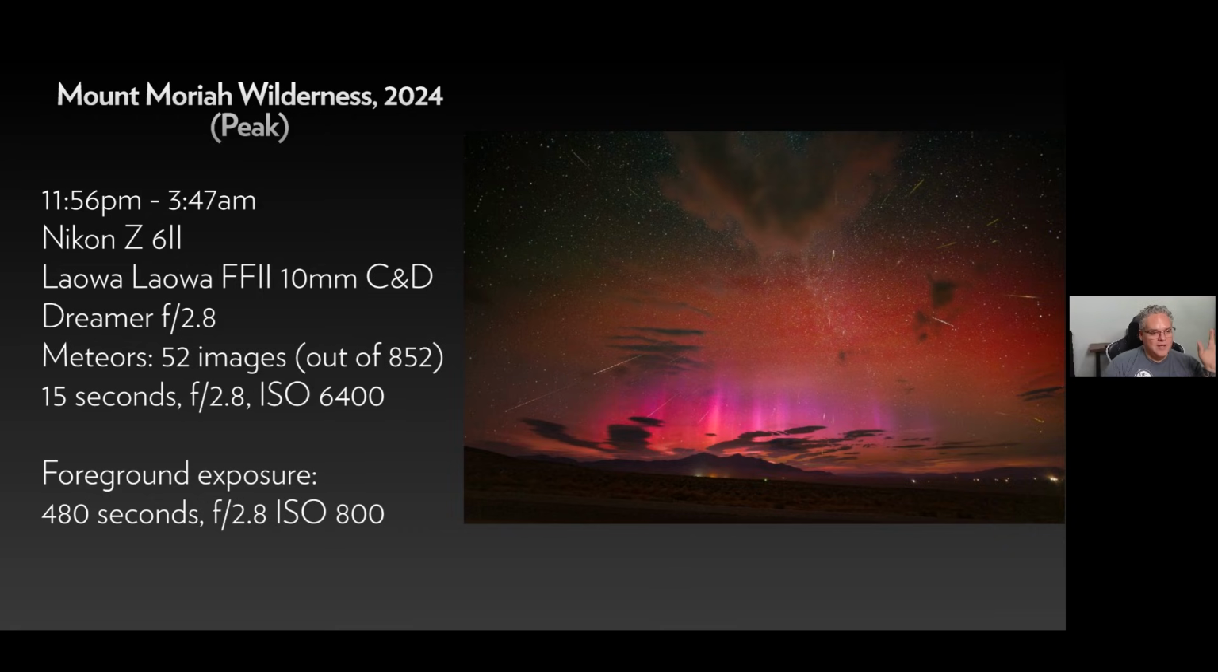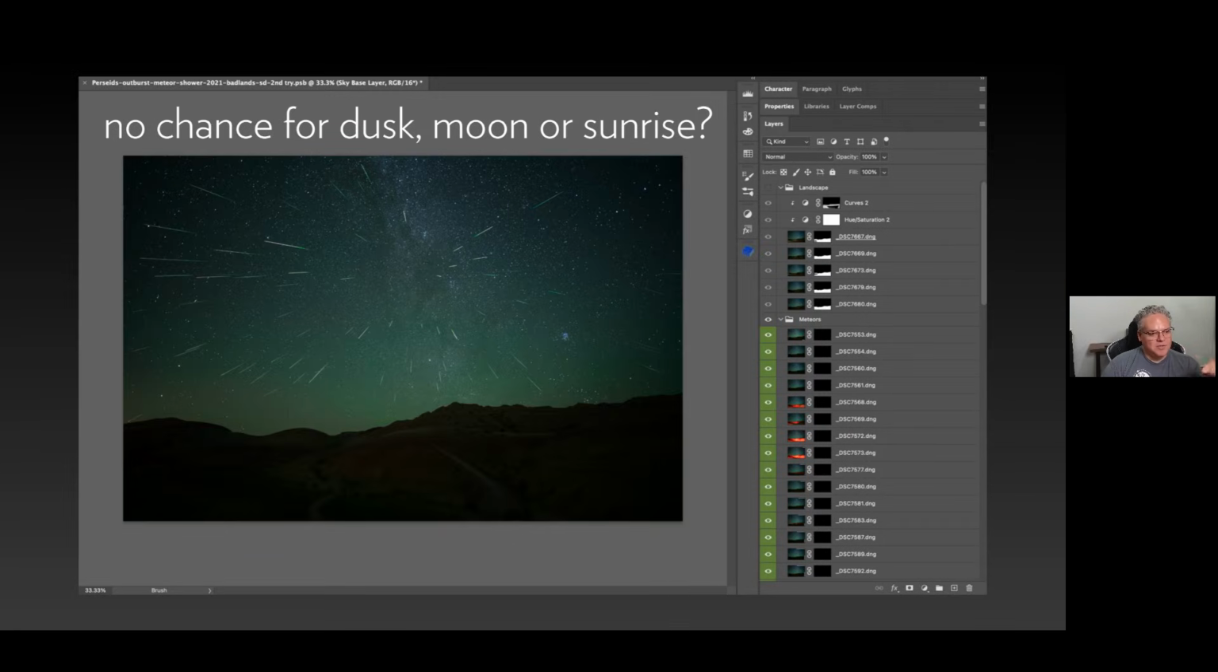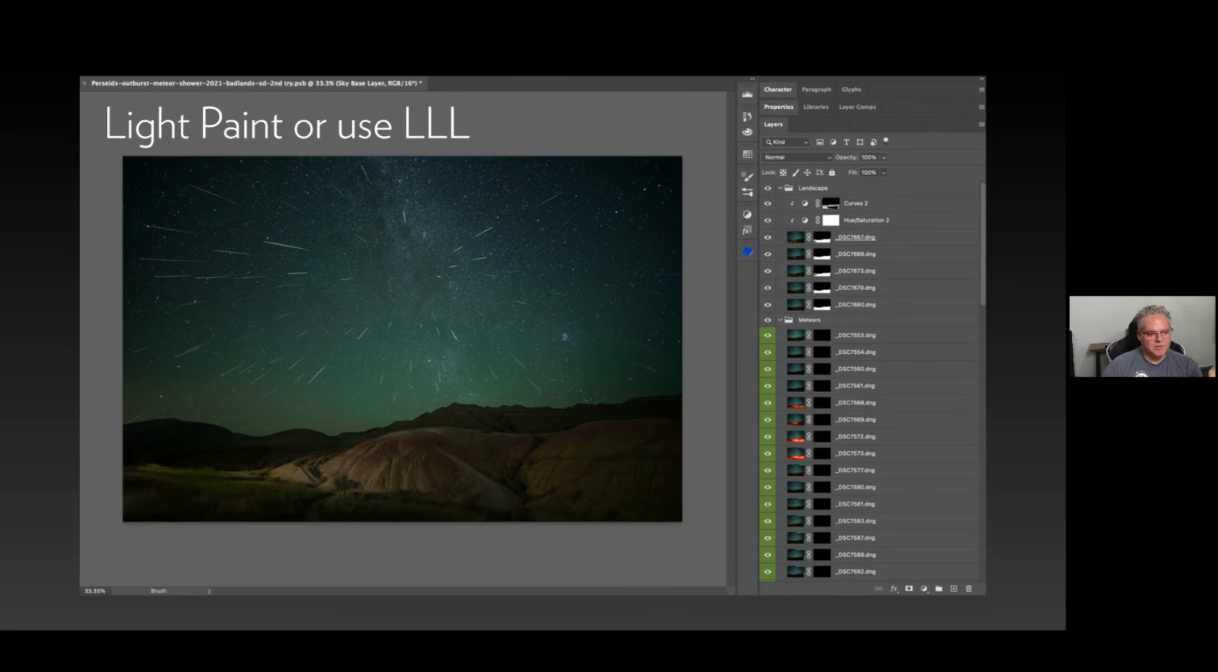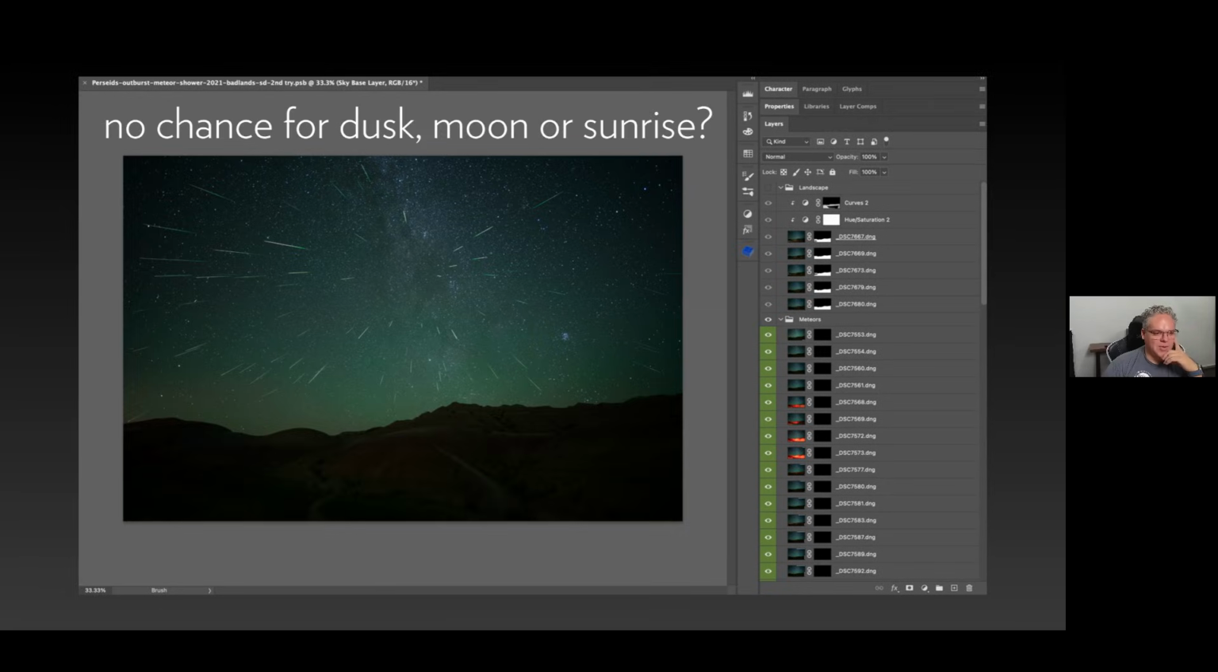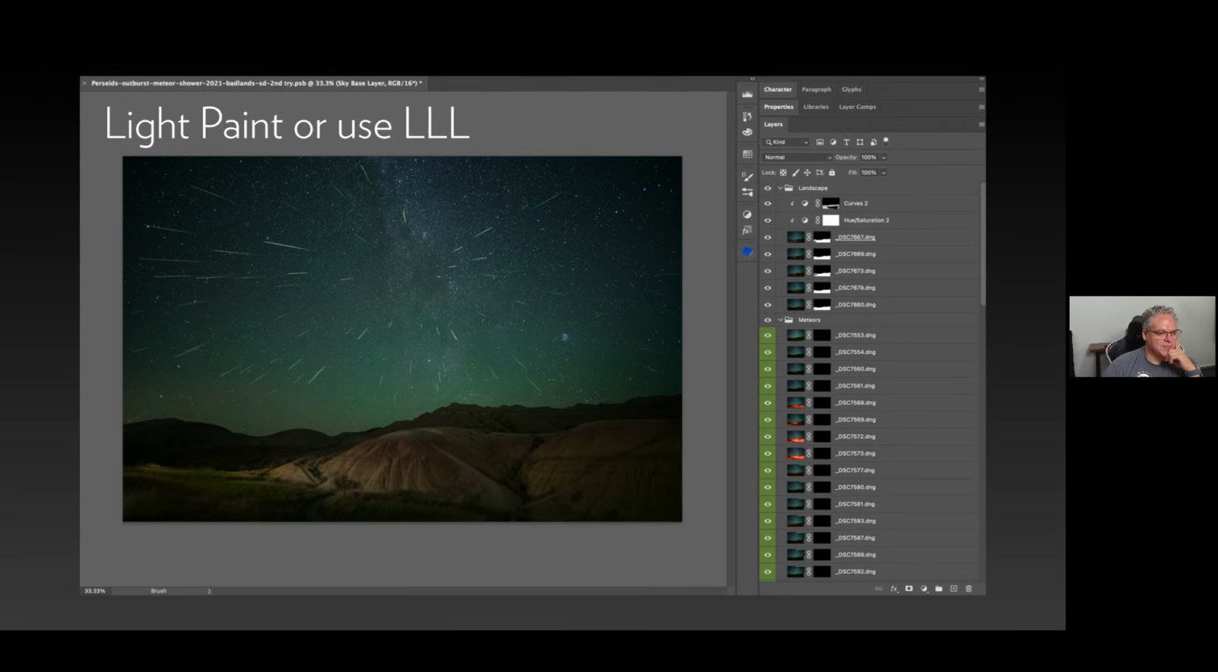So again, point your camera in one direction, turn it on, take lots of pictures, 1 second in between, capture all the meteors you can, and then you're going to post-process that later. If you don't have dusk, moon, or sunrise, and it's only dark out, then I would recommend doing what I did here. This is where I did the low-level light painting on the foreground with an LED. So that's what it looks like. And this is a little screenshot from Photoshop where I was assembling the final composition.